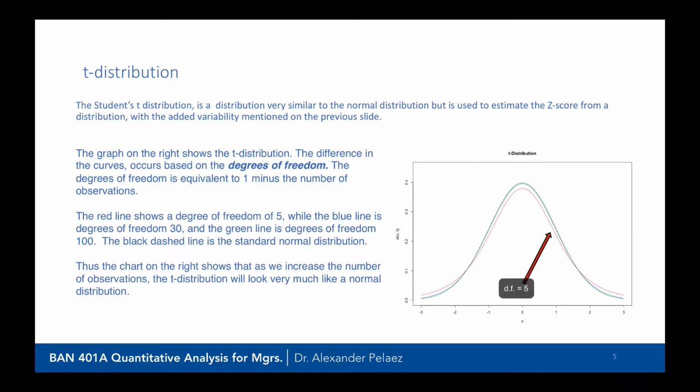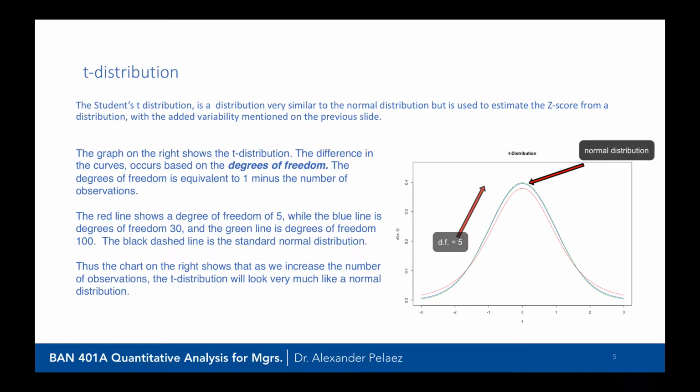The red line has 5 degrees of freedom. Now you're going to see in this chart here on the right that it looks normal, but it's slightly different. In fact, the dashed line put here is actually the normal distribution, a standard normal distribution.